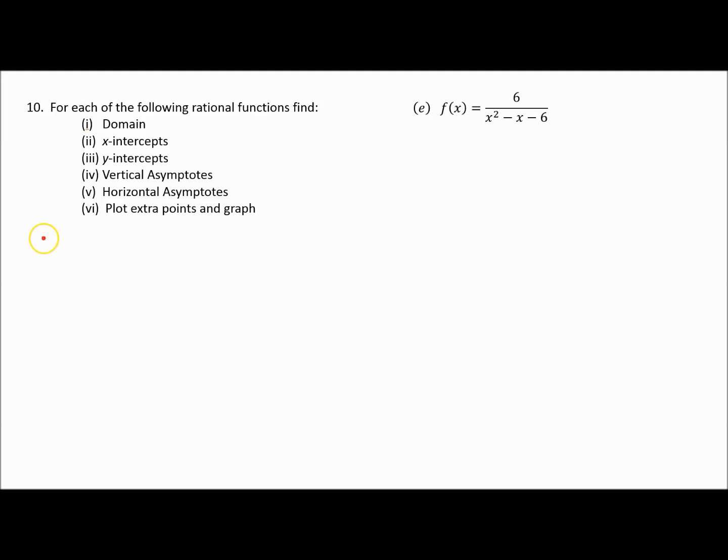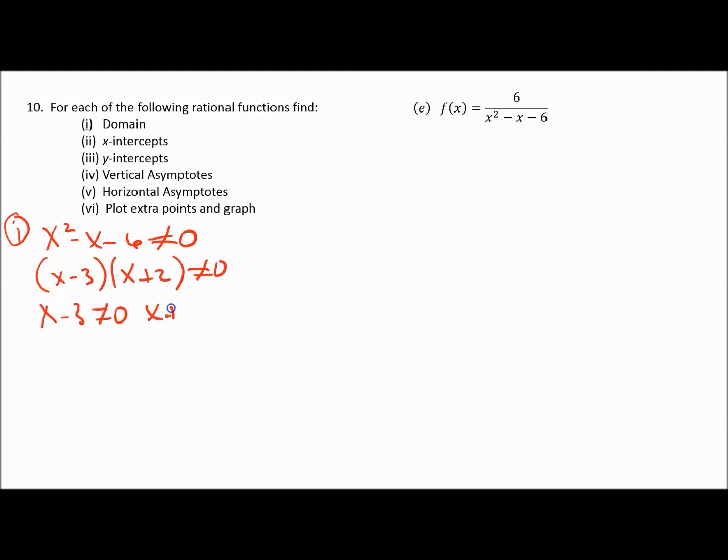The goal there is to set the denominator to not equal to 0, so I've got x squared minus x minus 6. That's not ever allowed to be 0. This will factor. I'm trying to find numbers that multiply to be -6 and add to be -1, and that's a -3 and a +2. So I'll set these separately to not equal to 0. So that means x cannot be 3, nor can it be -2.